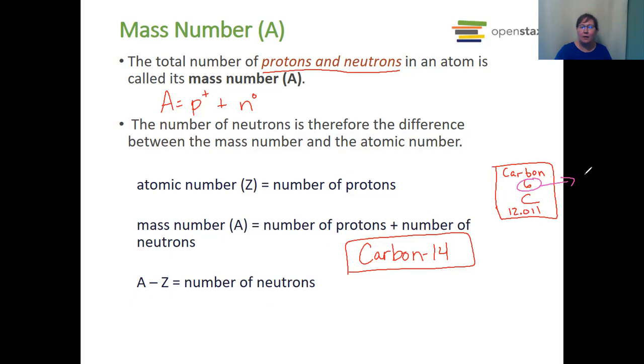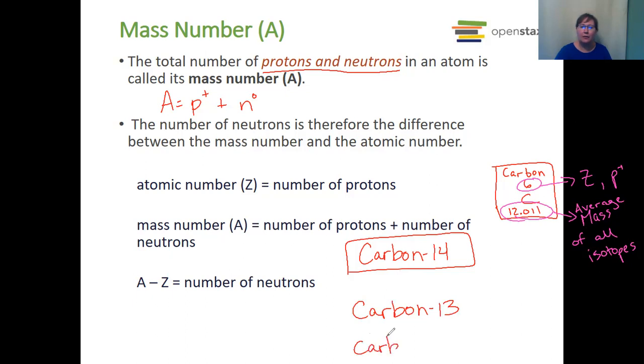This 6 is our atomic number Z, and it's our number of protons. This number here is our mass, and this here in the periodic table is the average mass of all isotopes. At the beginning of your recitation for chapter 2, and in a previous slide, we talked about some different ones. So this is the average mass of all isotopes. We have carbon 14, and we have carbon 13, and we have carbon 12.